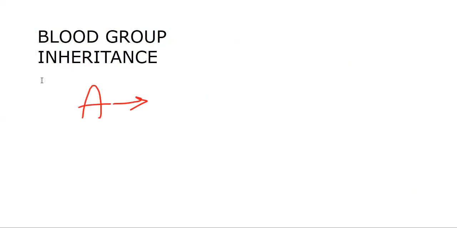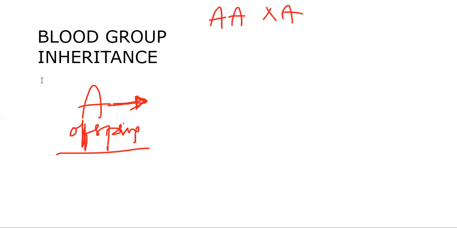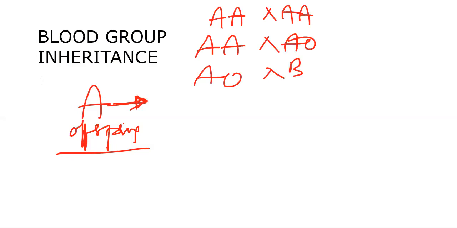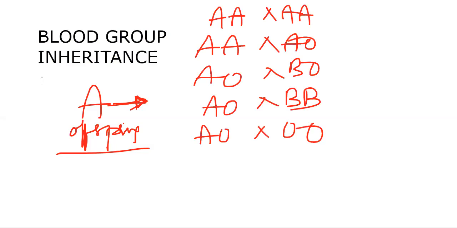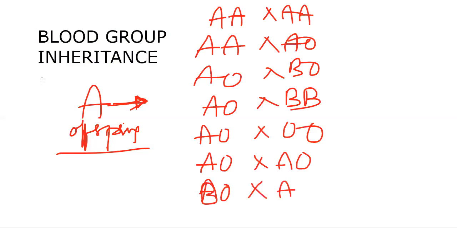For example, an A blood group offspring. Can you find out the parents of this blood group? You should start writing: AA, AO, AO, BO. Likewise, AO, BB, AO, BB. Do you get this in this case? AO, OO, AO, AO, BO, AB.